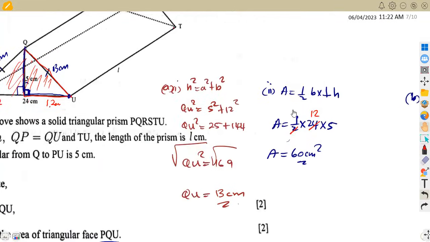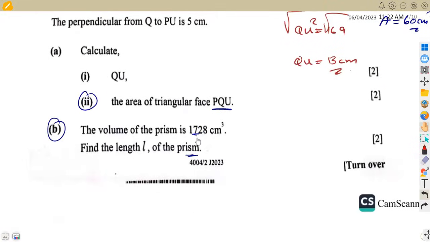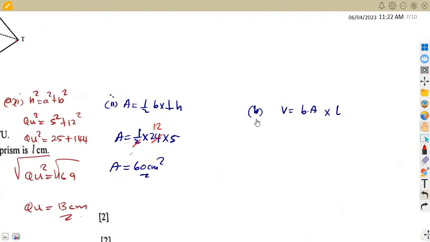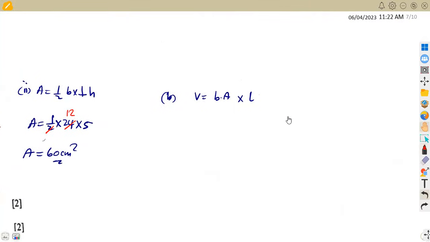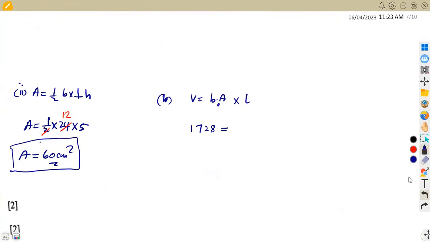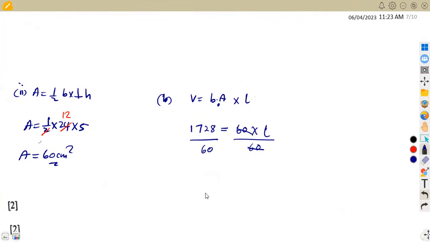So now we are given the volume here, that our volume is 1,728. So we can substitute in this formula so that we can calculate our length, because we have the volume 1,728, which is equal to the base area, the area of the triangle that we calculated before, which is 60. So we obtain 60 times the length. If we divide by 60, since we are multiplying, we are going to obtain the length of the triangular prism.